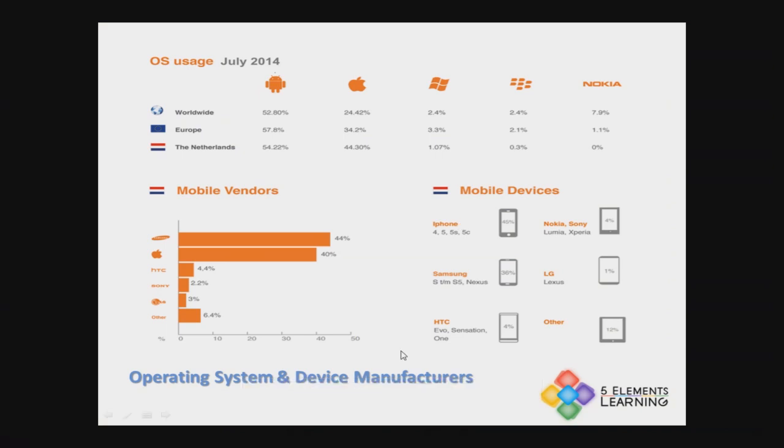If we look at the complexities at the worldwide level, 52% of the users use Android, followed by iOS at 24%, then Windows and others. In mobile devices, iPhone generally has 45% of the share, Samsung 36%, and the rest are others. In mobile vendors, 44% of users are of Samsung and 40% are Apple users.